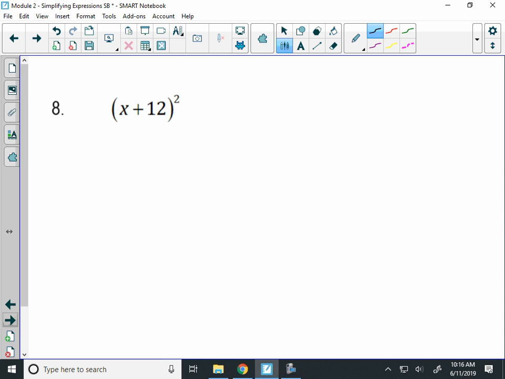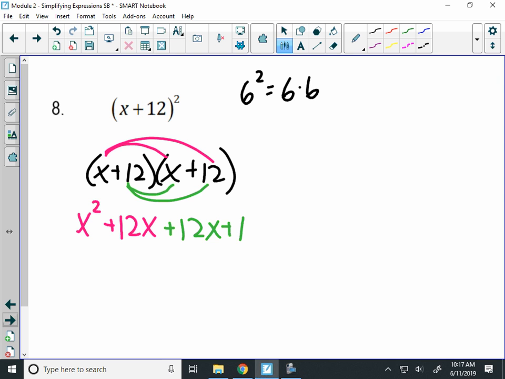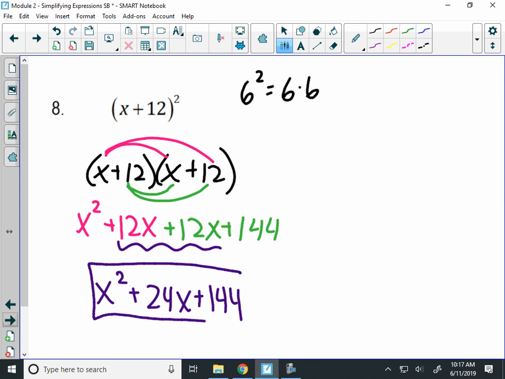What that squared means is, remember when you square something like 6 squared, it means you're really taking something times itself. So I have to write this twice as x plus 12 times x plus 12. I have to do that. Now I can double distribute. I'll get x squared plus 12x, and then I distribute the 12: plus 12x plus 144. These middle terms, 12x's, combined together to give me an answer of x squared plus 24x plus 144. Much different than what I would have gotten if I just squared both terms.